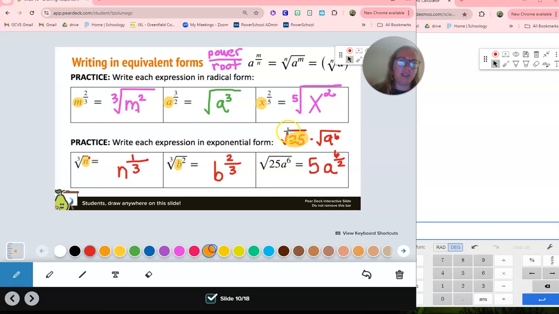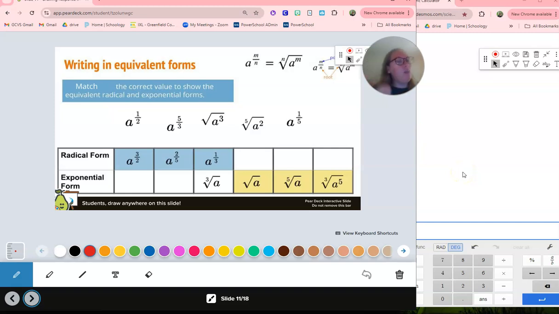Here's our power of 6. Remember, when we don't see a number 2 outside, there's like an imaginary 2 there. And we can simplify this further to say 5 times a to the 3rd, because 6 divided by 2 gets us 3. When you're all set and you have everything that you need here, push ahead to slide 11. Remember, you can pause the video at any point.